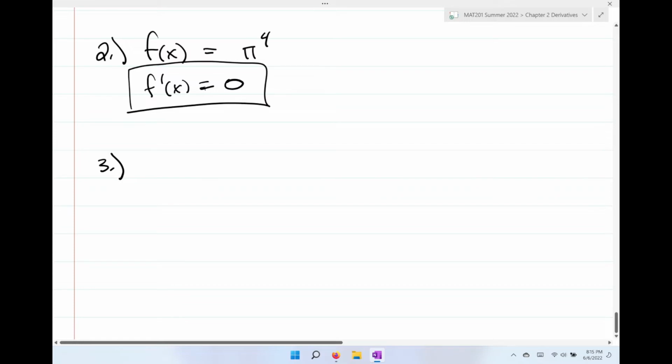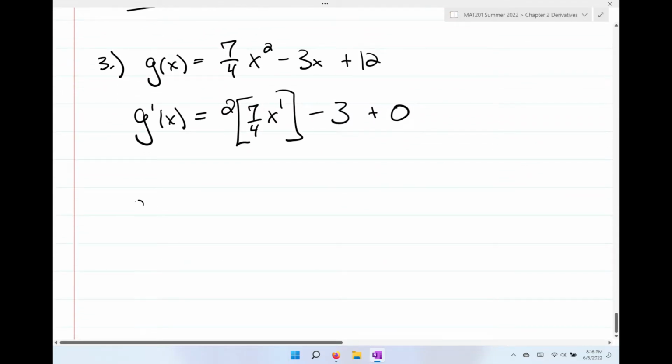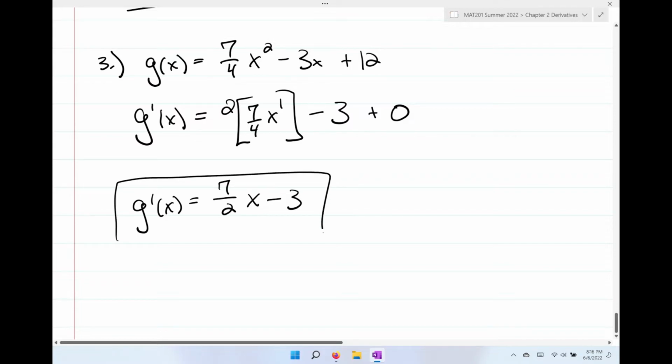I'm literally just taking these out of your book. g of x equals 7 over 4 x to the second, minus 3x plus 12. My derivative. All right. For the first, I pull the 2 out front. Subtract 1 from the exponent. For the middle, that's just a linear function, so it's going to be minus 3 plus 0. And finally, I just clean this up a little bit. That's going to give me 7 over 2 x minus 3. Okay.